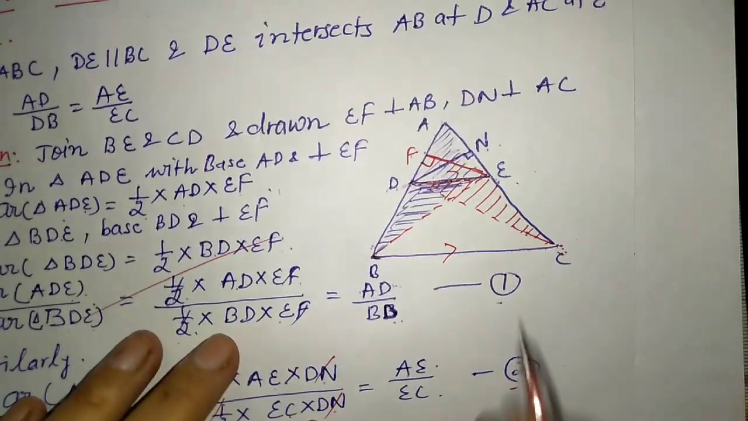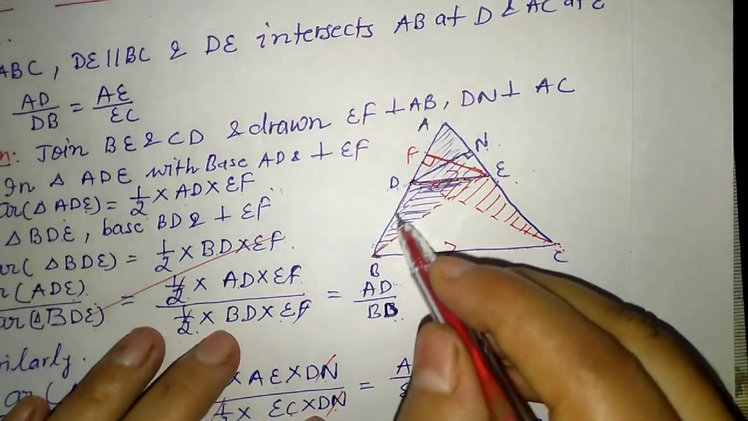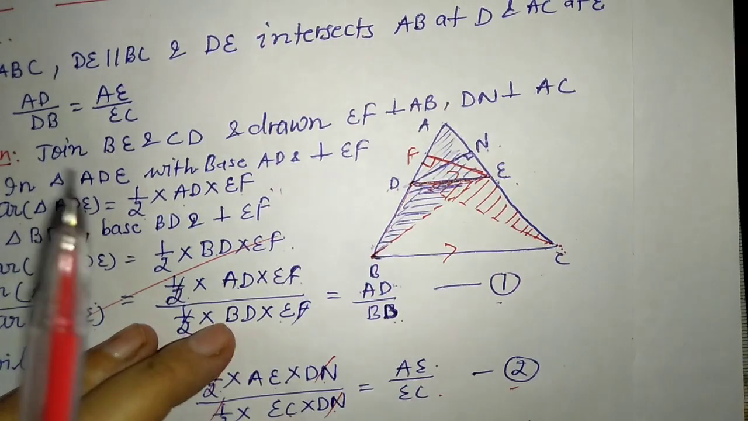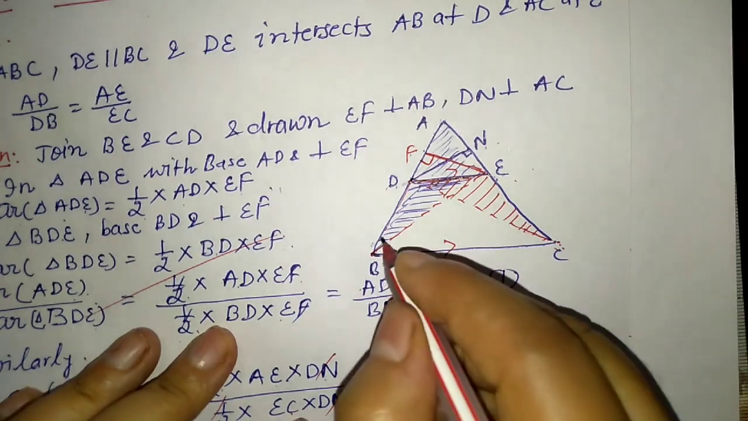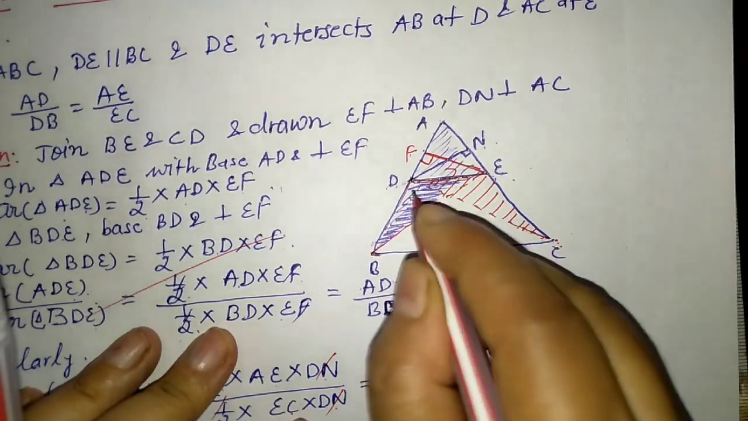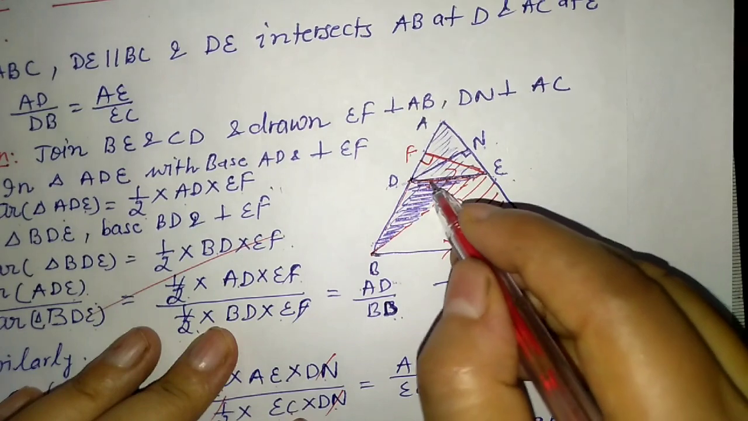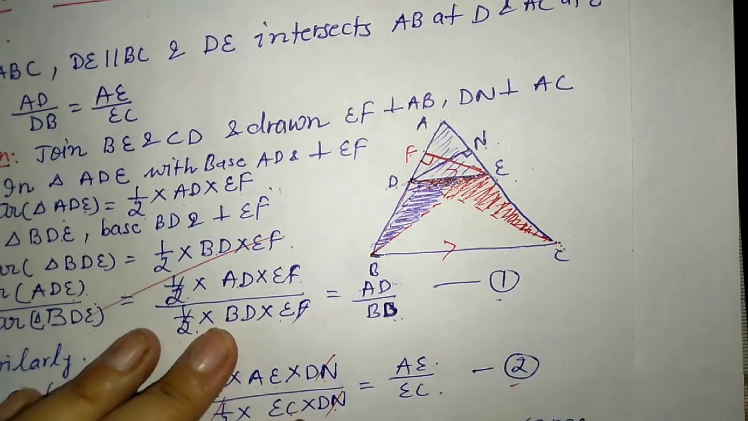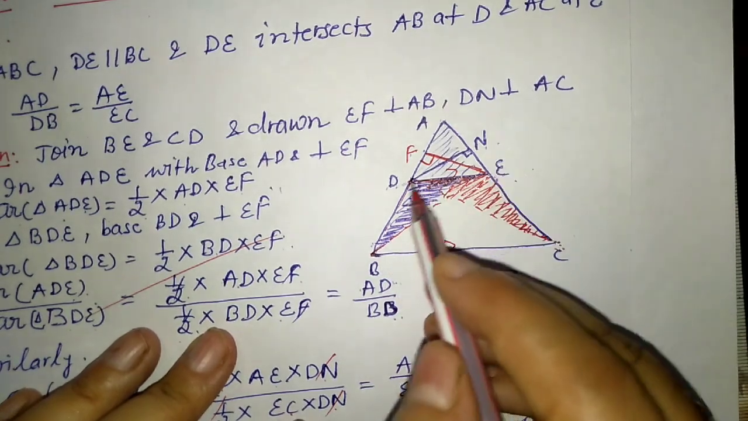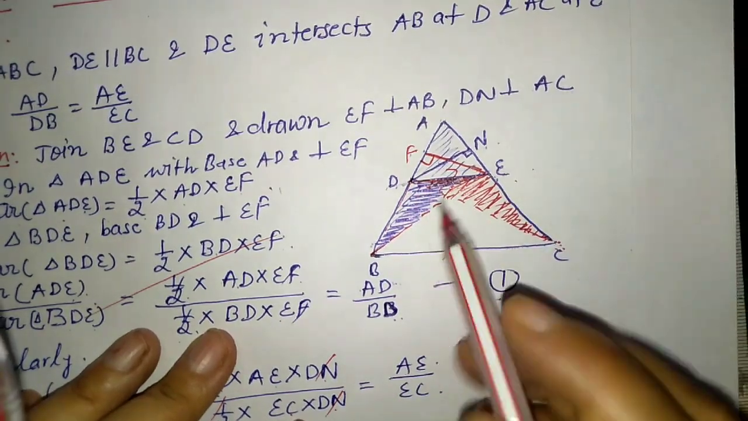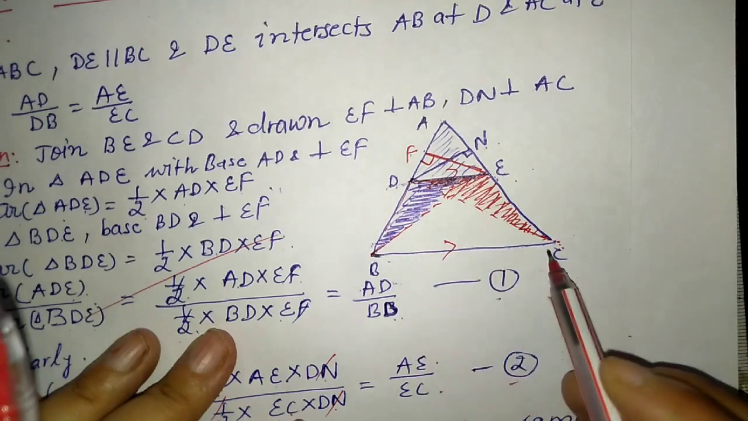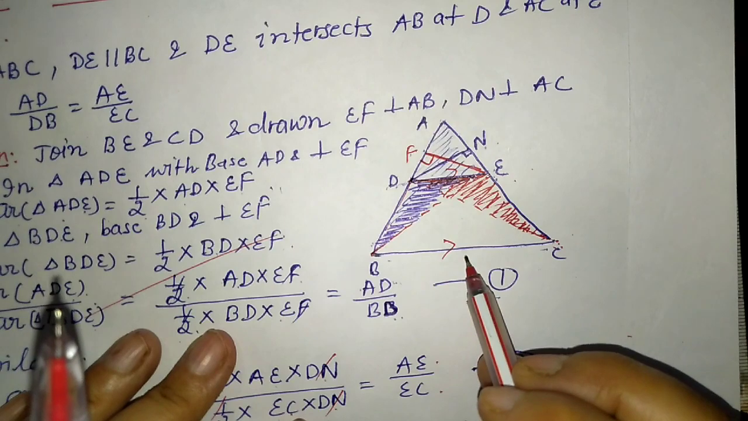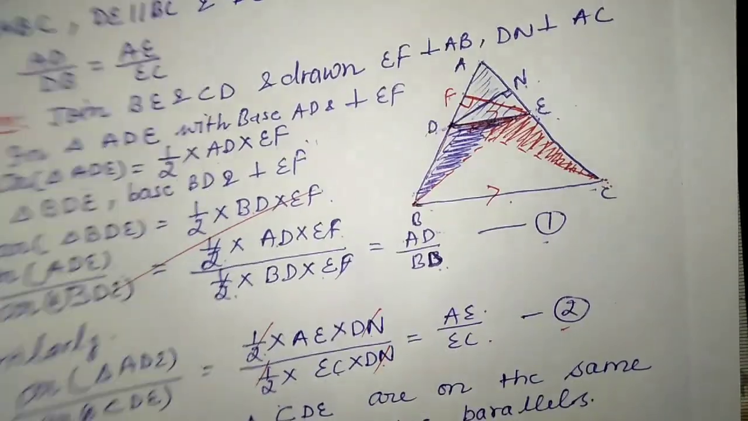Now in ninth class you have studied that two triangles, these are the two triangles, you can see we have colored them here, one with the blue pen and the other with the red pen. We can see these are the two triangles on the same base DE and in between the same parallel lines DE and BC. If two triangles are on the same base and in between the same parallel lines, their areas are equal. So this condition we will use here.